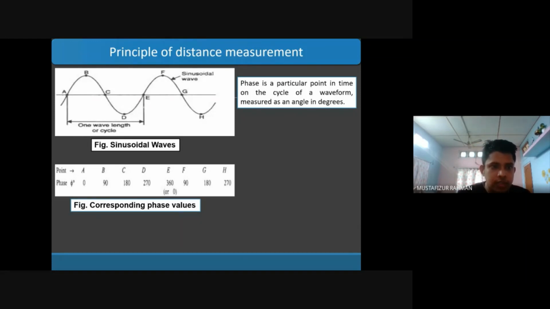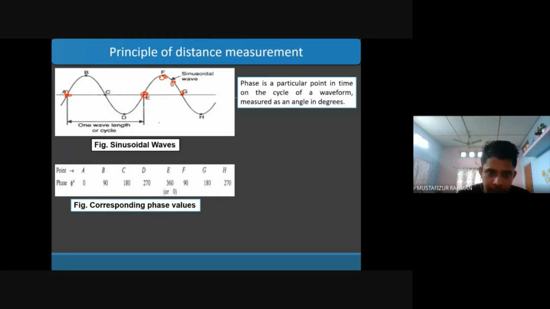So when the wave starts, say it starts from here at this A point, this B point, C point, and D point, say for example, it completes one wavelength. Okay, we will know one wavelength is completed. Next, how much it goes before it reaches a particular point. Okay, it may be here at F point, it may be somewhere here, it may be a G point. Okay, so there is phase. So phase is a particular point in time on the cycle of a waveform measured in angle in degrees.